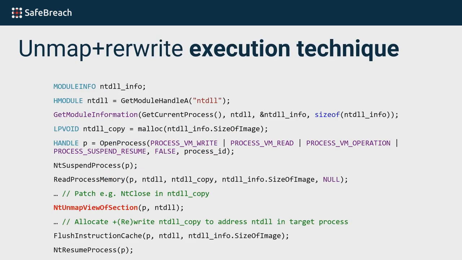And here is a cute execution technique. It's what we call unmap plus rewrite, in which we unmap a prominent DLL in the target process. Specifically, ntdll is of course probably the ideal choice. What we need to do is to unmap this DLL and then map a section back exactly in the same size to the exact address of the original ntdll in the target process. So next time, whenever an ntdll function is invoked, our own code will run.